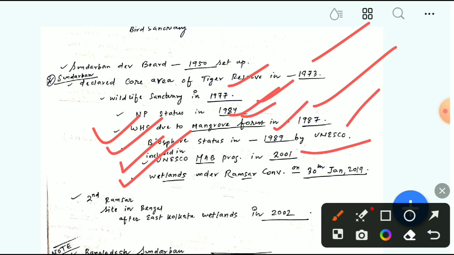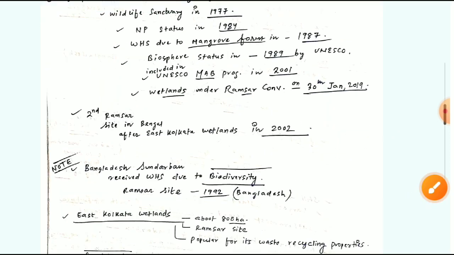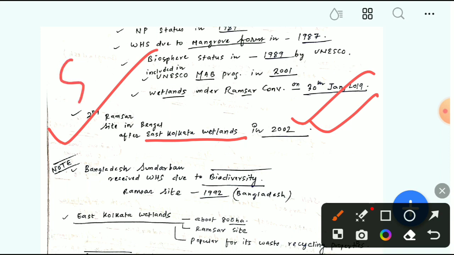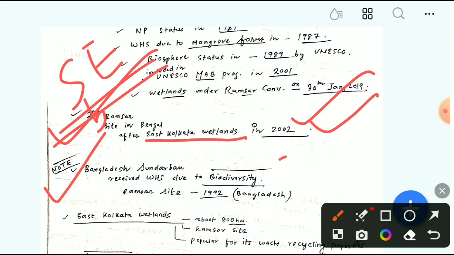And wetland under Ramsar Convention, it was on 30th January 2019. So these years are very important. Next, the second Ramsar site in West Bengal is East Kolkata Wetland, that was declared in 2002. So two wetlands are under Ramsar site, that is Sundarban and East Kolkata Wetlands. East Kolkata 2002 and Sundarban was 2019.